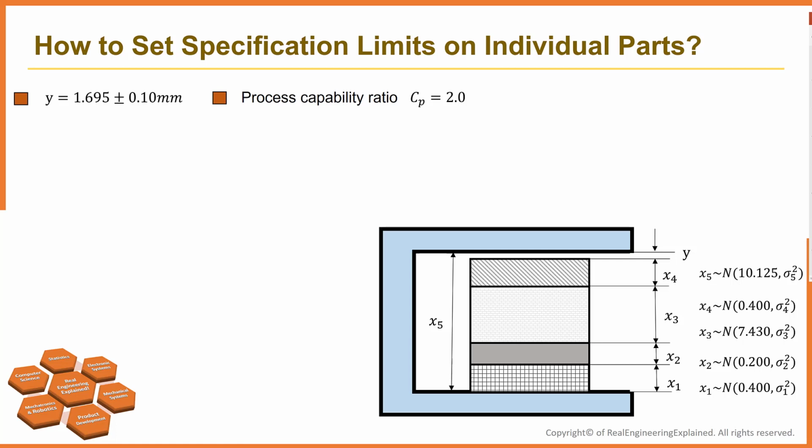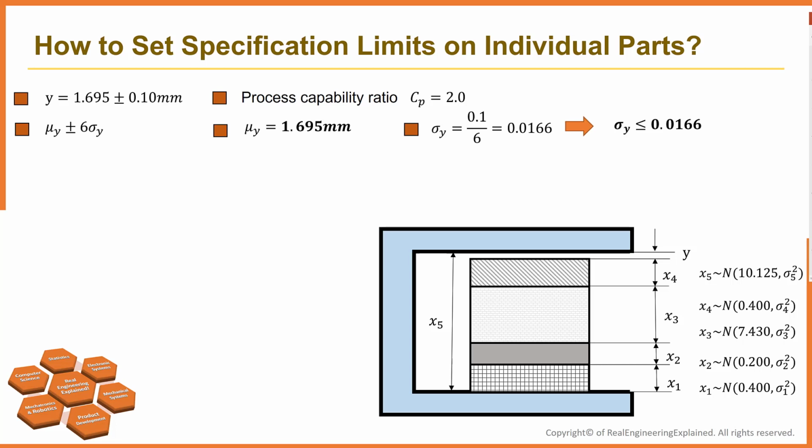Suppose that we want to set the specification limits to fall inside the tolerance limits of the process for the final assembly so that Cp is equal to 2, approximately, for the final assembly. The gap on the final assembly is normally distributed. As a Six Sigma product, this implies that the natural tolerance limits must be located at mu y plus minus 6 sigma y.